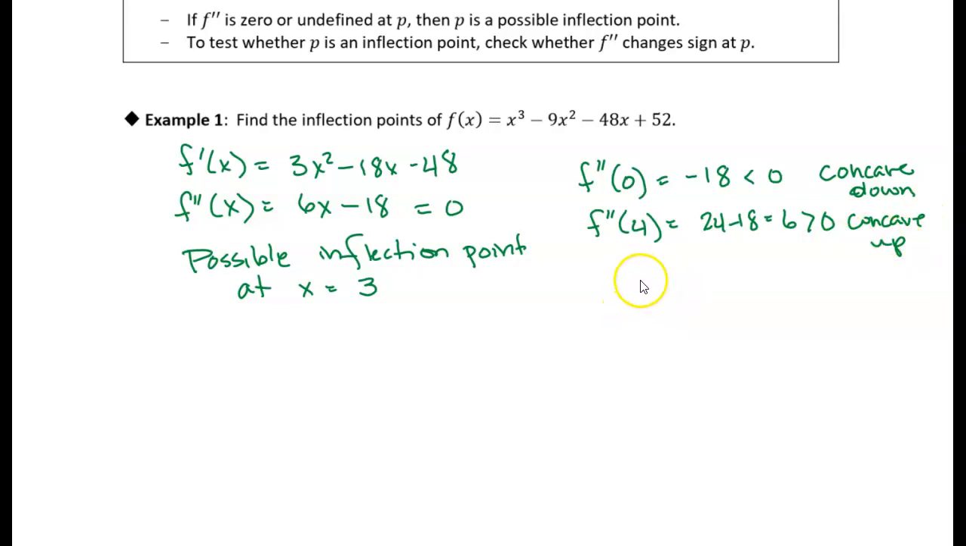So there is a change in concavity. That means that there's an inflection point at x equals 3. Okay, so there is indeed an inflection point because we tested it, and there's a change in concavity.